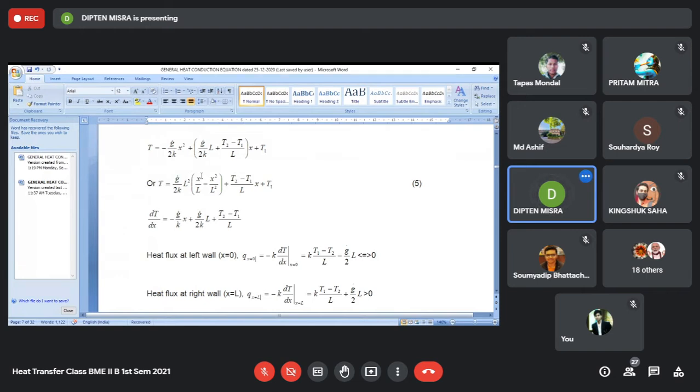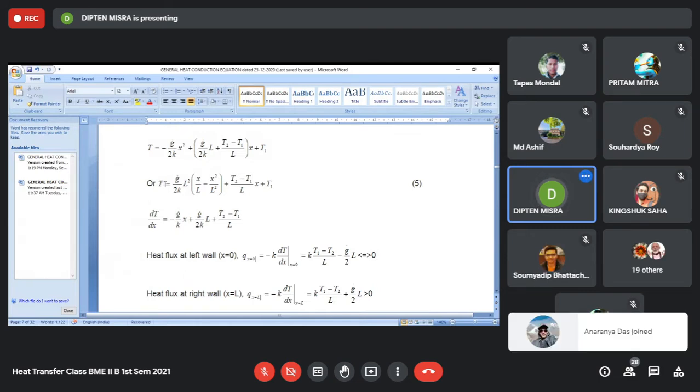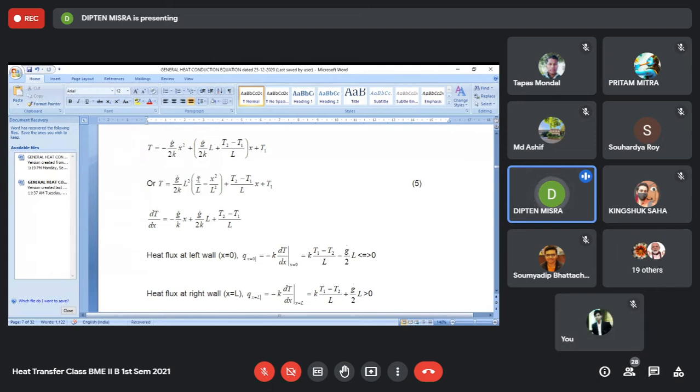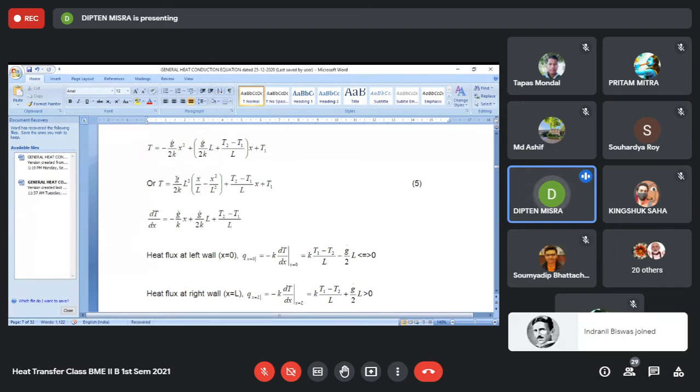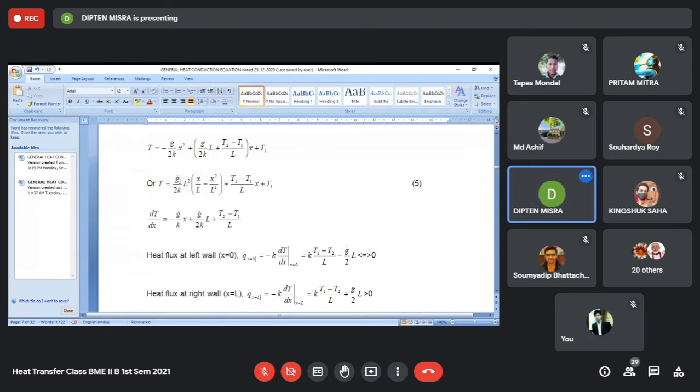but we are only treating x as the independent variable and T as the dependent variable. Apart from this independent variable, the factors which also influence the value, like g dot, k, L, T1 and T2, are called parameters.